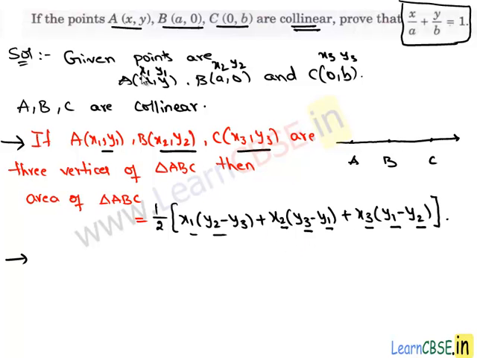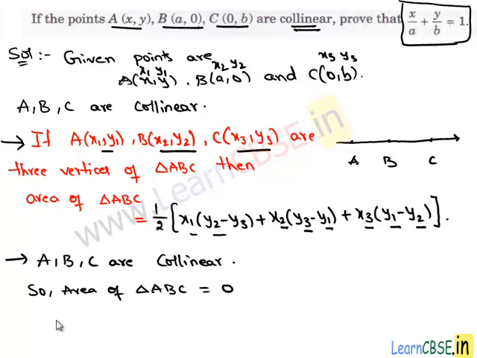So here we denote (x1, y1) as (x, y), (x2, y2) as (a, 0), and (x3, y3) as (0, b). So let's equate the area of the triangle ABC to 0. Here we have area half of x1, x1 is x, times y2 minus y3. Here y2 is 0 and y3 is b. So we have y2 minus y3.